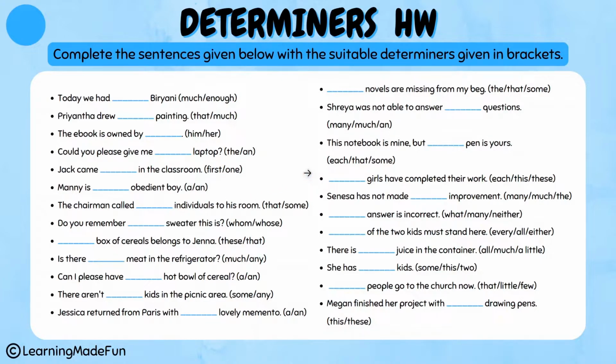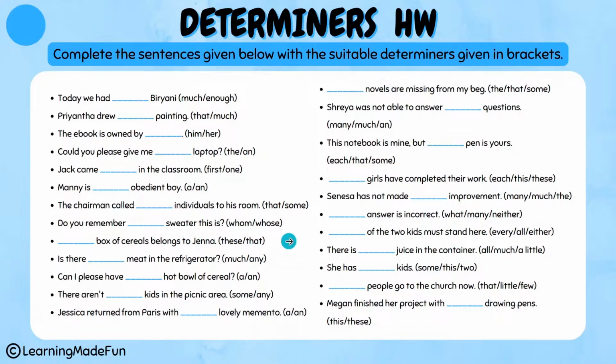The chairman called that or some individuals to his room. So we look at this noun, individuals. So is individuals plural or singular? Well, we can see the S, so we know that it's plural. So we use some. If it was individual, then we would say that because it's a specific individual. But some because it's plural. So the chairman called some individuals to his room. Do you remember whom or whose sweater this is? So remember this, we're trying to show ownership. So who does this sweater belong to? So you would use whose.